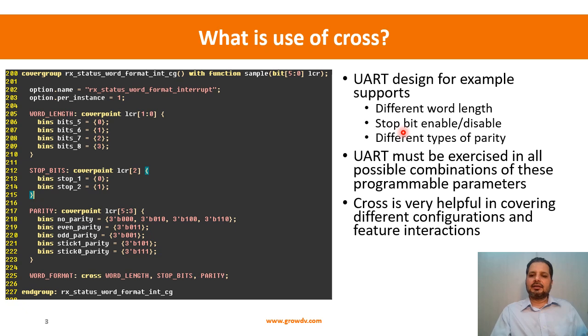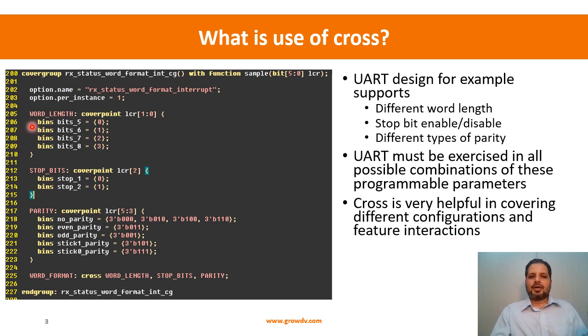Then you have the programmability to control whether the stop bit that's sent at the end needs to be enabled or disabled. And then you have the parity, different types of parity, so you can select the type of parity that you want, or no parity. Now all of this changes the way data gets transmitted on the line, and the UART needs to be exercised in all possible combinations of these programmable parameters. So for this type of scenario, cross is very helpful in making sure that we have transmitted and received the data in all possible configurations, right? So that is when we can say it's really operational.